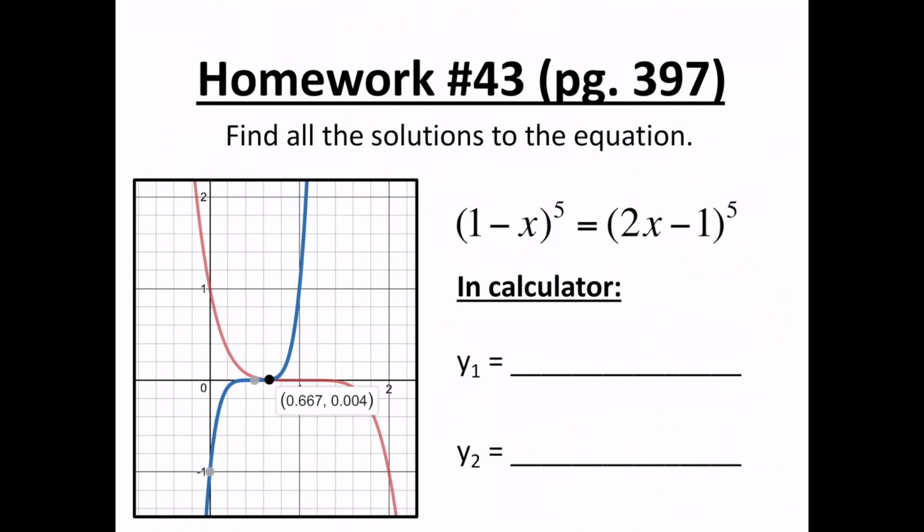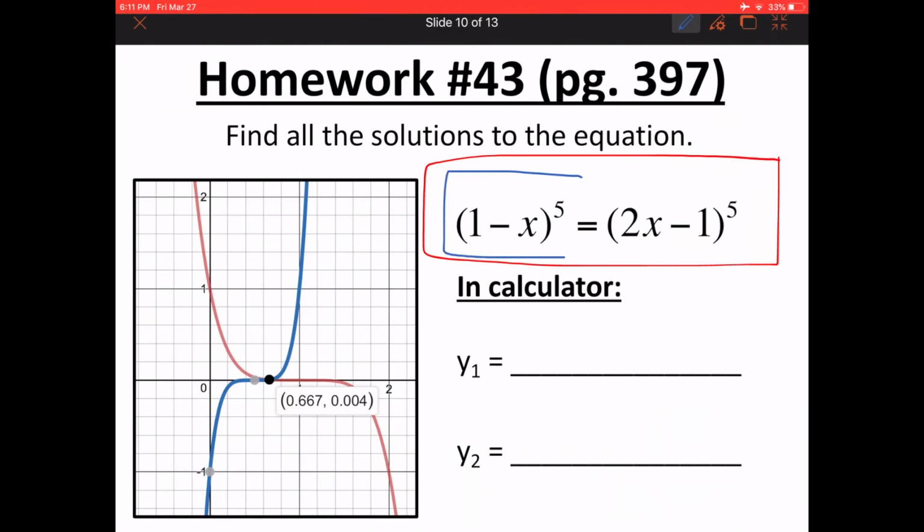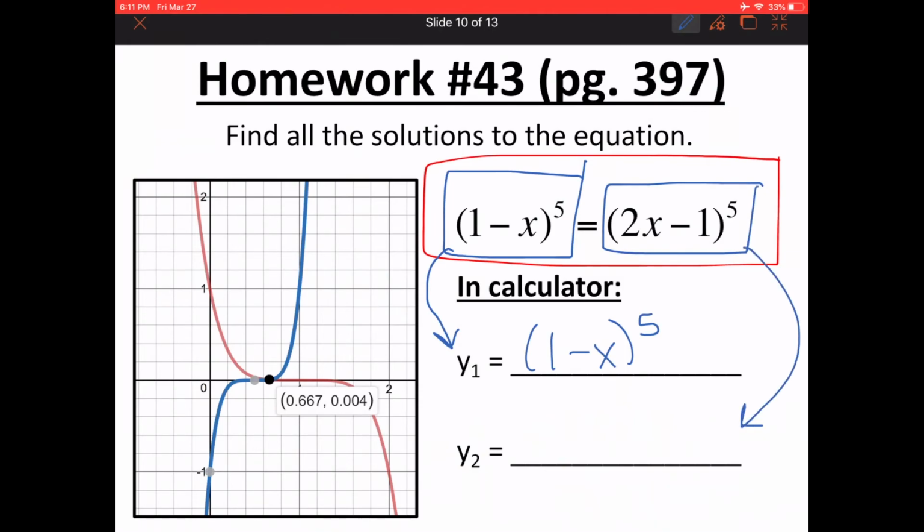And here is our first example, homework number 43 from page 397 in the textbook. This is the only thing that you will be given in your textbook, okay? You need to know what to do next. So this left side of the equation, you're going to put into y1 in your calculator. So you would put 1 minus x to the fifth. This right side of the equation, you would put into y2 in your calculator. So you would have 2x minus 1 to the fifth.